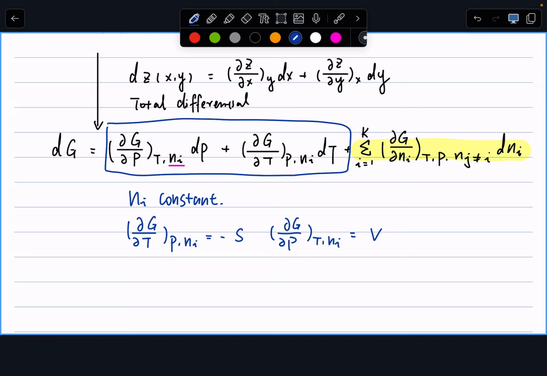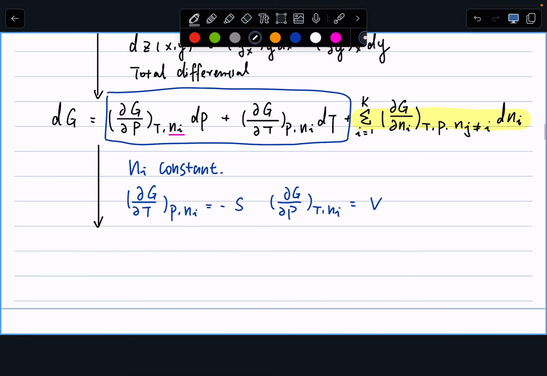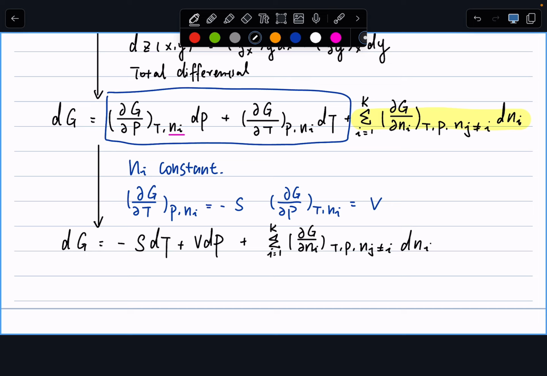So we can simplify our expression here using this relationship to rewrite my dG, the infinitesimal change of Gibbs free energy of a system that's not at material equilibrium, which equals negative S dT plus V dP, and plus this entire thing, the sum from i equals 1 to i equals K of the partial derivative of G over Ni at constant T, P, and all other N kept constant, times dNi.